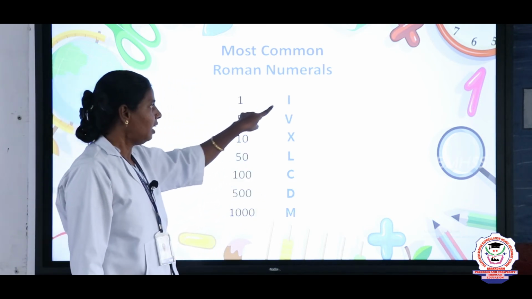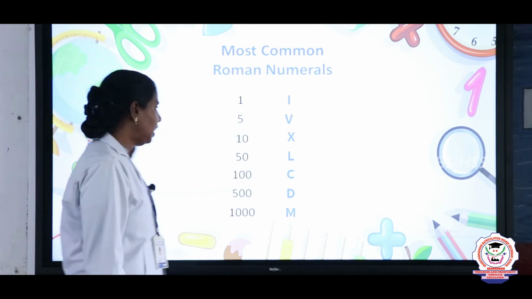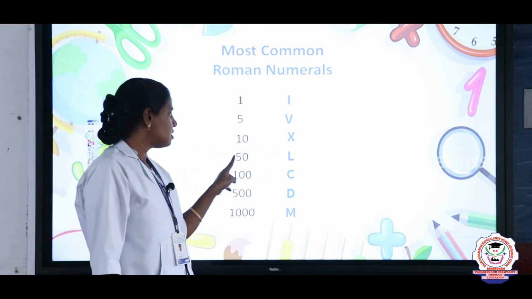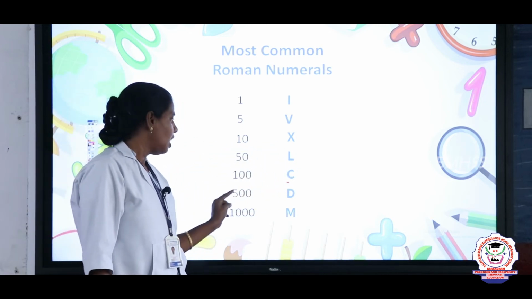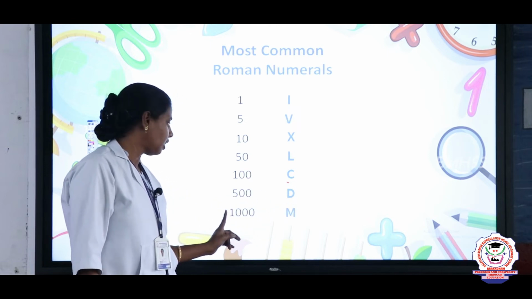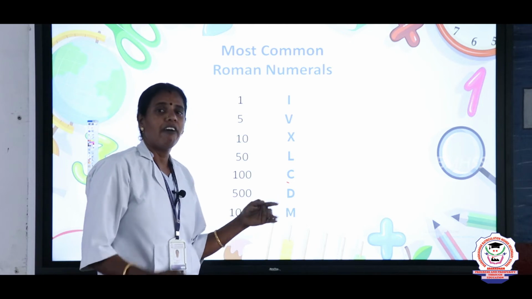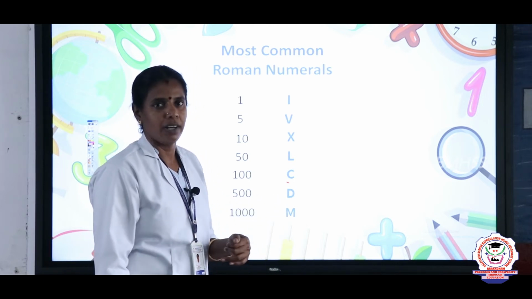See, for 1 there is a Roman number I, and for 5 it is capital letter V, and for 10 it is X, 50 is L, and 100 is C, 500 is D, and 1000 is M. So using these 7 symbols, with combinations of these symbols only, we used to write the numbers, right?